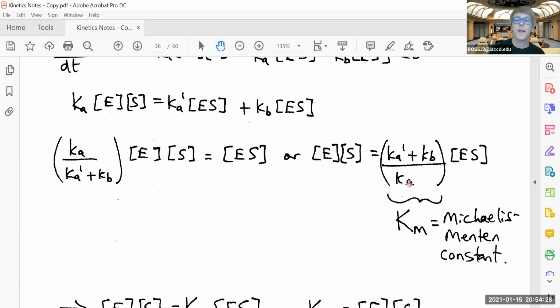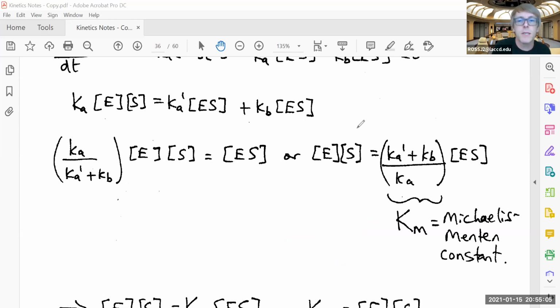Michaelis-Menten constant. This Michaelis-Menten constant is an example of an equilibrium constant. And we'll see that in subsequent videos when we look at equilibrium, but not today. But there's clearly a link between kinetics and equilibrium, and that's something I'll point out in later videos.